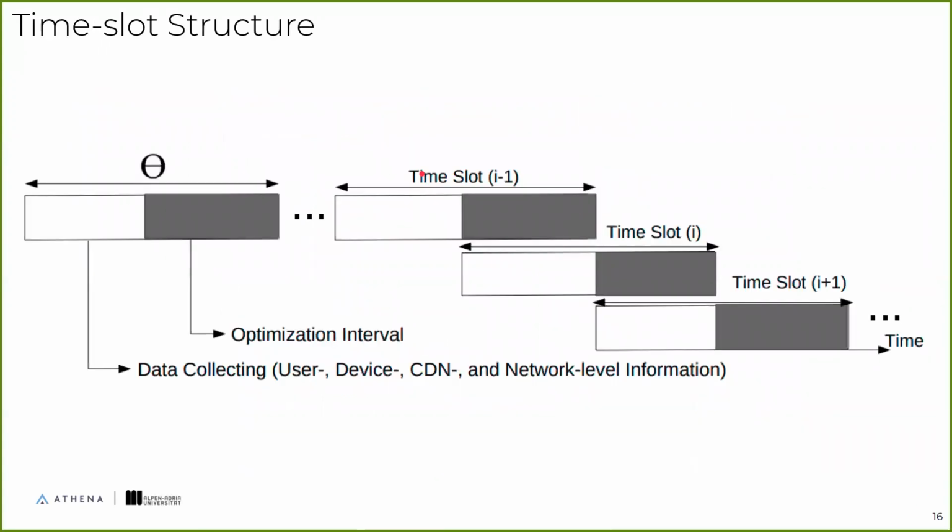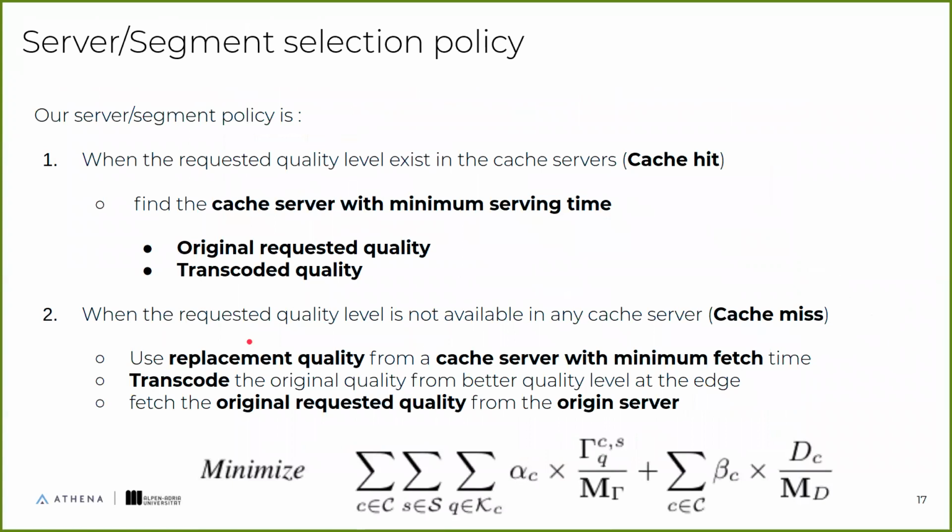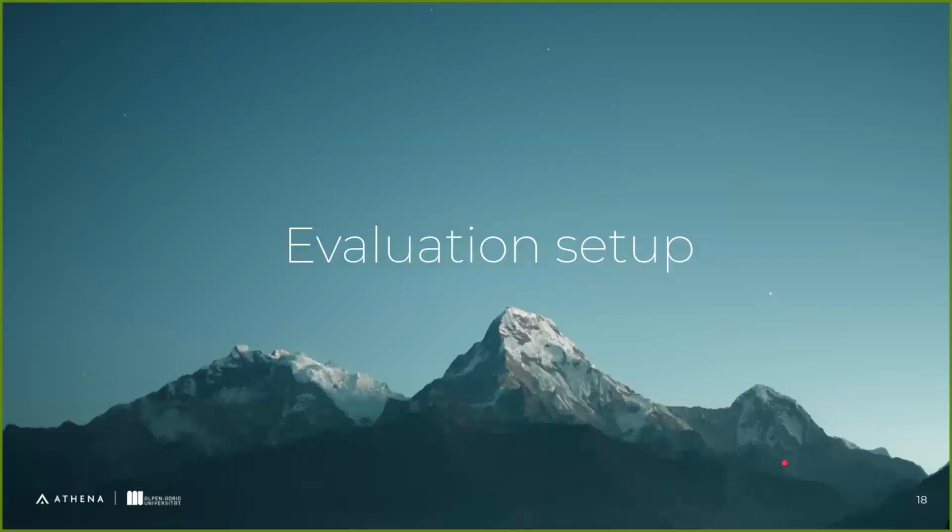Again, we use the time slot like ESHAS for collecting the data and running our optimization model. The objective function of server segment selection policy of CSDN is minimizing the serving time, including the transcoding time, also the fetching time, and minimizing the deviation as advantages of ESHAS system.